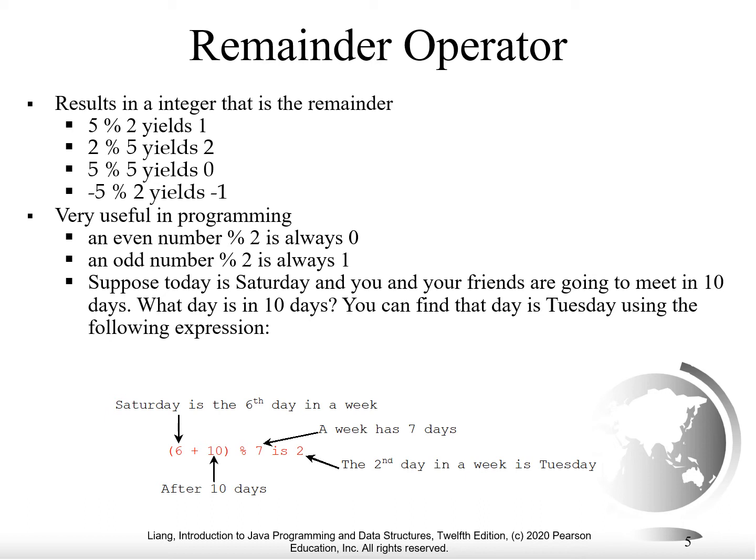It's important to understand that when we use the remainder operator, the result will always be an integer number in the range 0 to 1 less than the divisor, that is the value following the percent sign. Additionally, the result will only be negative if the dividend, that is the number in front of the percent sign, is negative. So negative 5 modulo 2 is equal to negative 1.